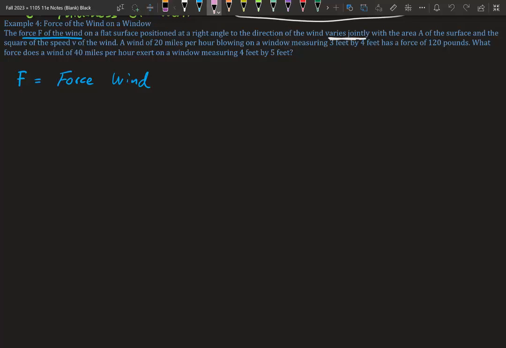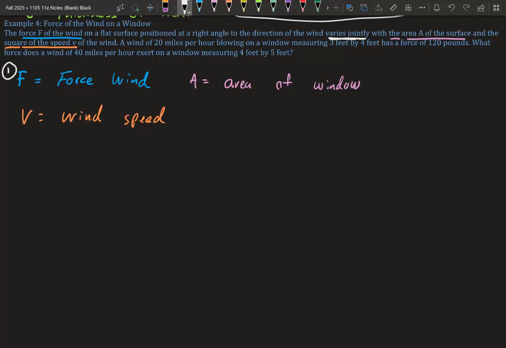With the area A of the surface. So A equals area of the window. Then we have and the square of speed V. So V equals wind speed. And that's our first sentence. So our first sentence sets up the variables. Now let's reread it and get our model going, and find K, because it didn't give us K.